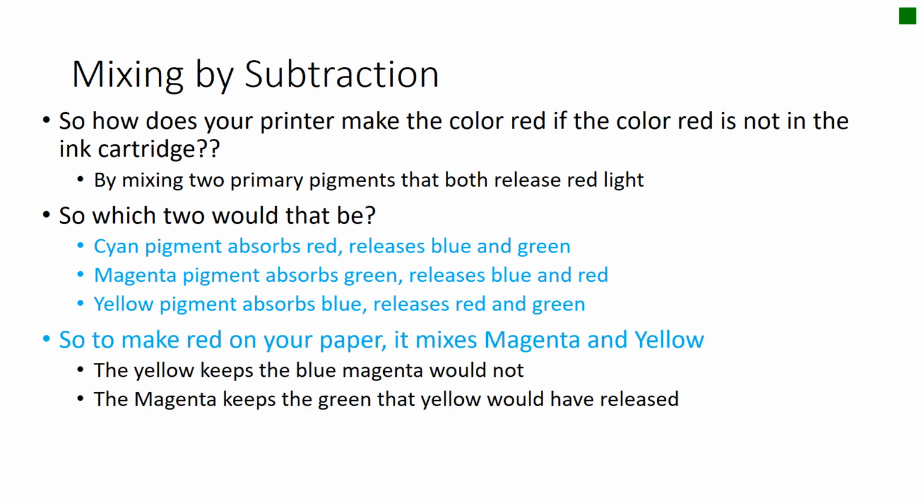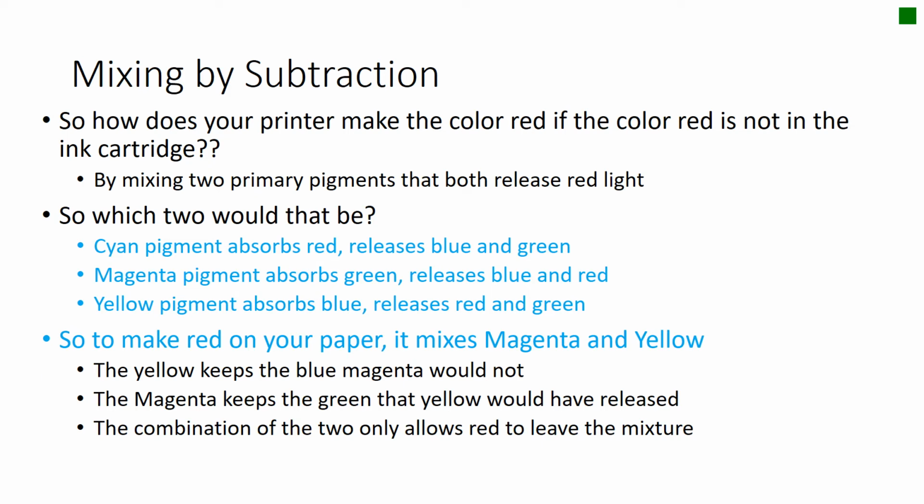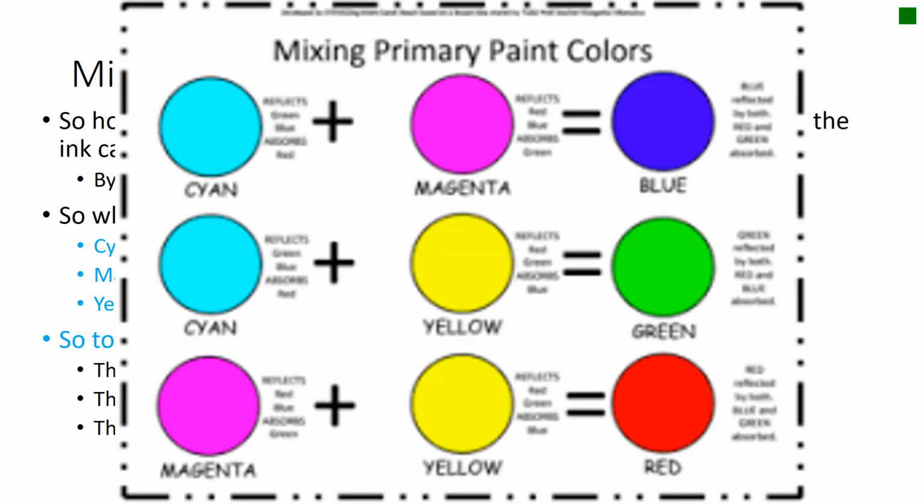Again, yellow keeps the blue, magenta keeps the green, and the only one that both of them can agree on is red. That's how this works. That's how your printer works, which is kind of cool because all of you, at least in some form or fashion, are probably using that a lot lately. So you could definitely see this in real life.